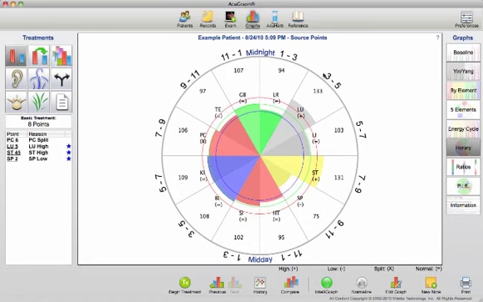So for example, from 3 to 5 a.m., that's lung time, and since lung is showing some excess, that might be a time when the patient experiences some symptoms. And this is a great chart for using with patients that have symptoms at a particular time of day. It really helps to illustrate and isolate for that patient exactly what's going on.